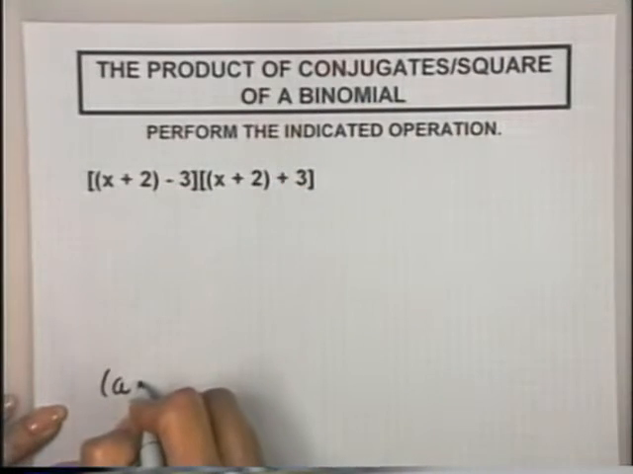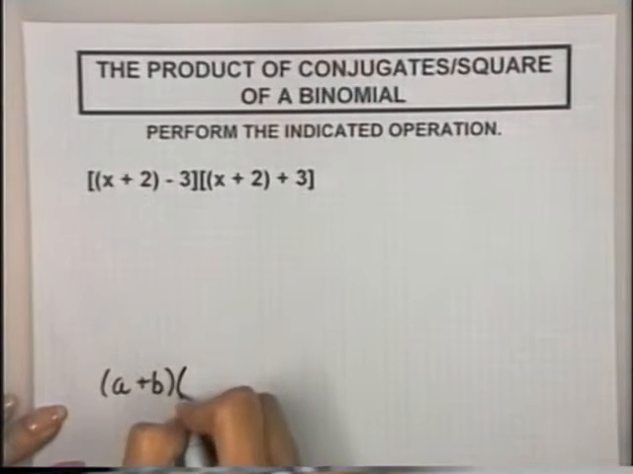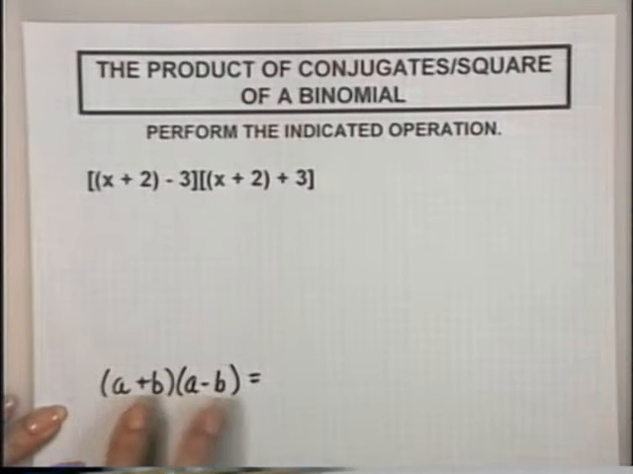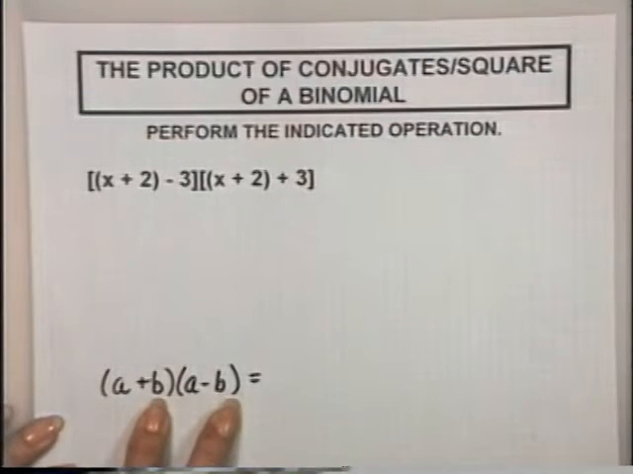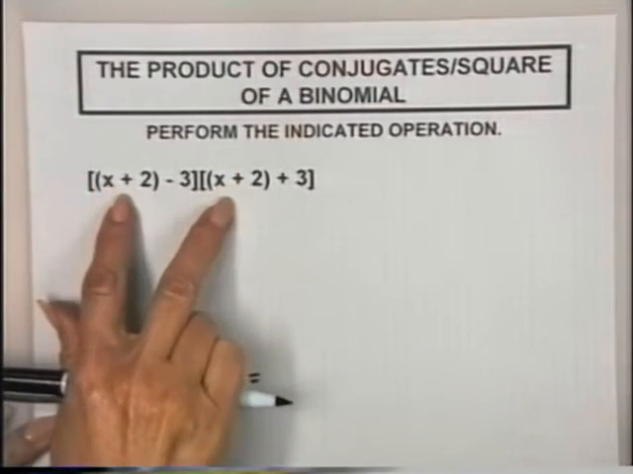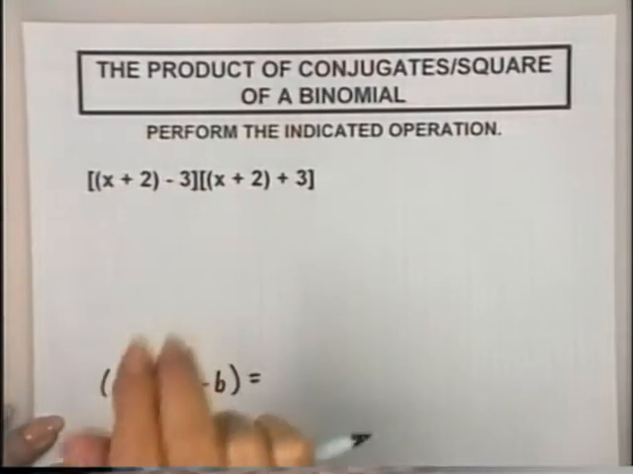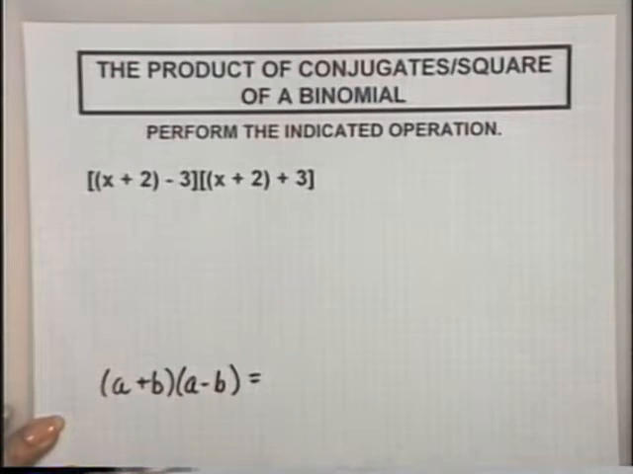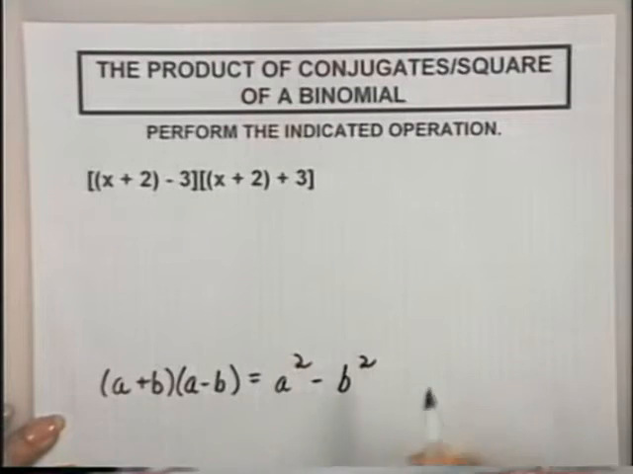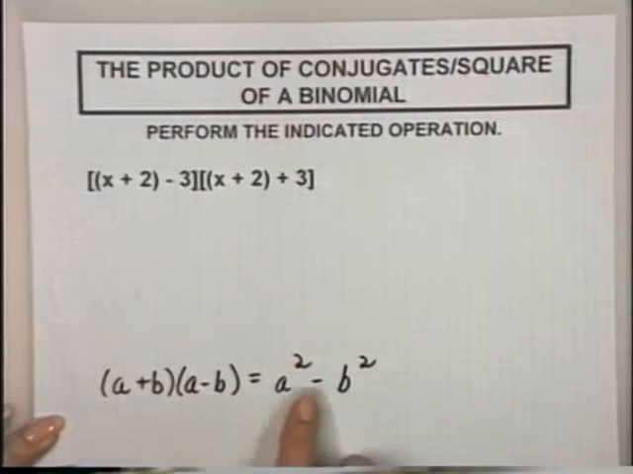Earlier in this lesson, we learned to multiply a plus b times a minus b. When the first terms are the same and the second terms are opposites, we say we're multiplying conjugates. That's what we're doing in this problem. The x plus 2's are the same and the 3's are opposites. We are multiplying conjugates. When we multiply conjugates, we know that we square the first term, subtract the square of the second term. We square the a, subtract the square of the b.